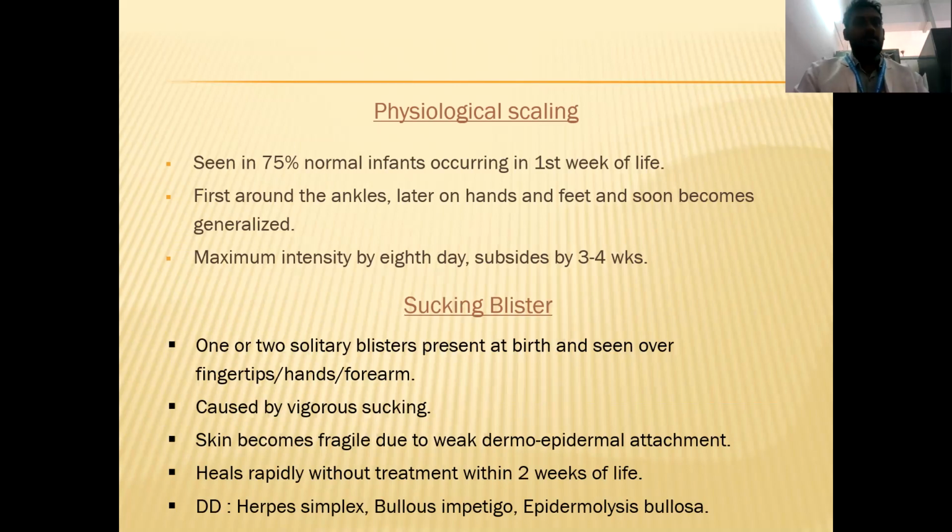Sucking blister is nothing but 1 or 2 solitary blisters present at birth and seen over the fingertips, hands, and forearm. This is caused by vigorous sucking, and the skin becomes fragile due to a weak dermoepidermal attachment, and it heals rapidly without any treatment within 2 weeks of life. And whenever you see a sucking blister, you should always consider the differentials of herpes simplex, bullous impetigo, as well as epidermolysis bullosa.